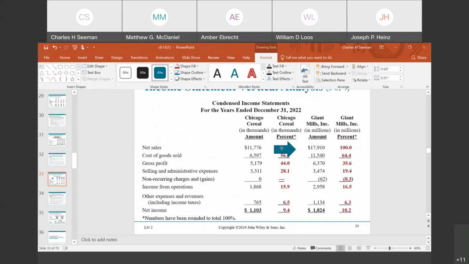So sales, regardless of the size difference here, one company had $11 billion, one company had $17 billion. That's a kind of big difference. It's still 100% of what they got. So in vertical analysis, when you're doing two companies, you'll always set the sales to 100% for each company. Even though 11 billion doesn't equal 17 billion, each one is set to 100%.